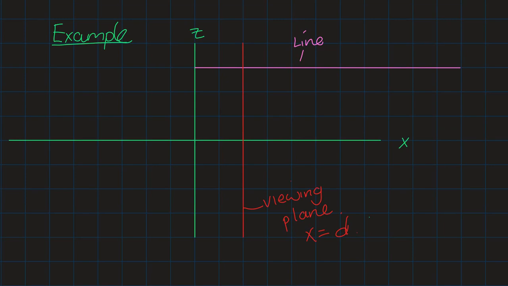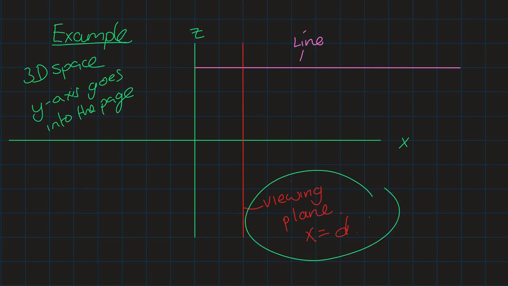So here's 3D space. It doesn't look like 3D space, but it is 3D space. The y-axis goes straight into the page. You can't see the y-axis because I'm looking perfectly side on. There's a viewing plane, x equals d. It looks like a line, but it's not, it's a plane. And there's actually a line, this pink line here. And I'm going to centrally project this line onto the red viewing plane.